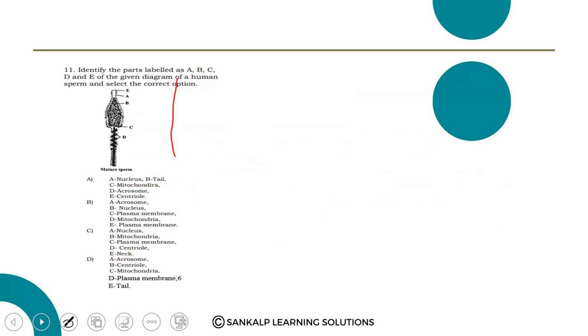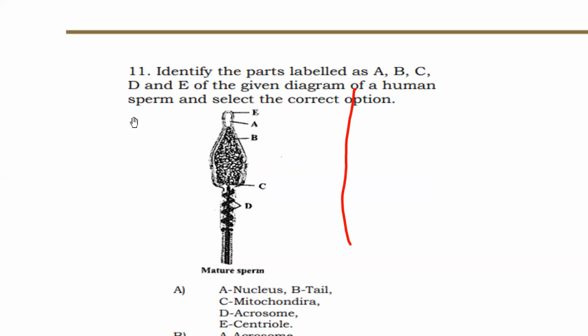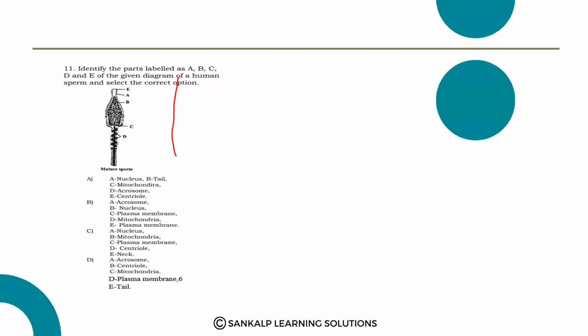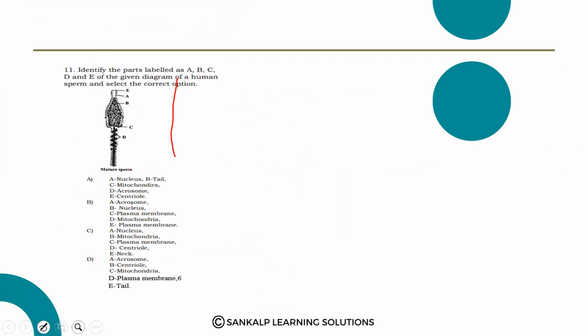Identify the parts given below. Just a minute, I will zoom it. Okay. Identify the parts A, B, C, D, and E in the given diagram of a human sperm and select the correct option. So here option A is nucleus, B is tail, C is mitochondria, D is acrosome, E is centriole. Then option B, option C, and option D. Read for yourself and then let me know the answer.